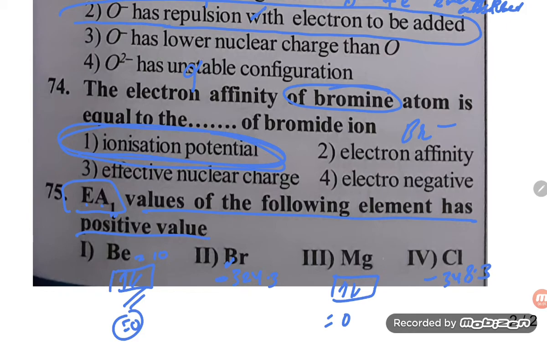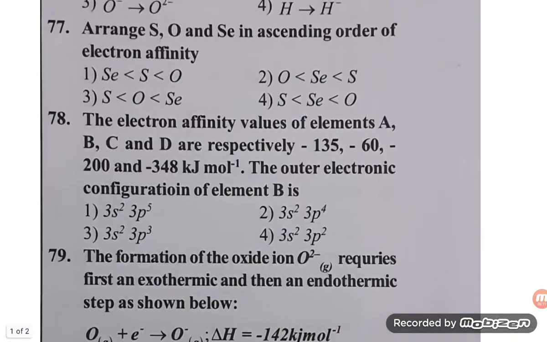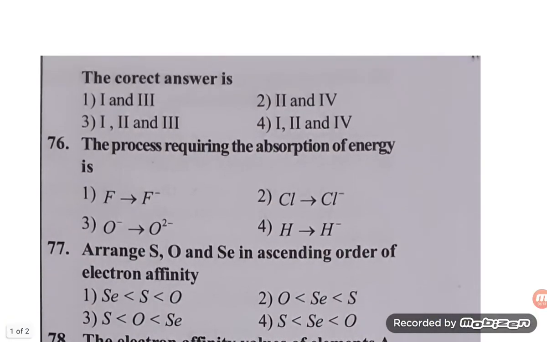So 0 means positive value. Magnesium and beryllium are having 0, that is positive electron affinity. So the correct option will be 1 and 3. So let us check, student, what is the correct option. Option first and third. So option number 1 is the correct option.